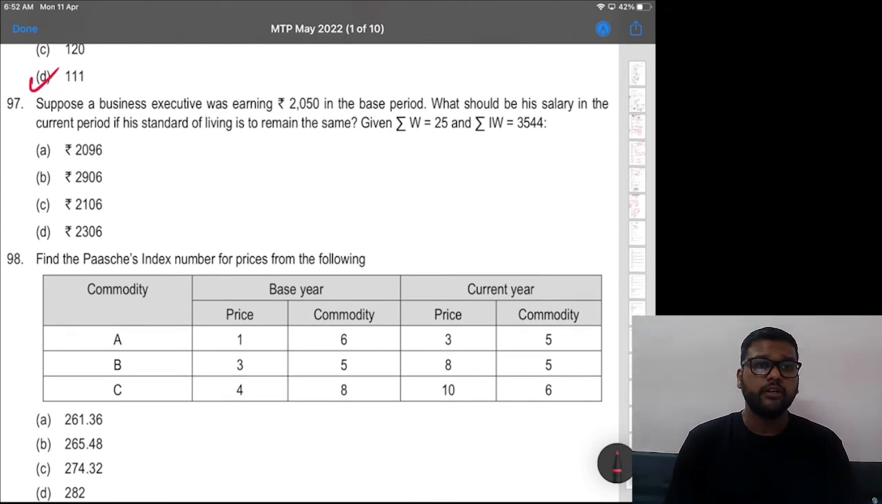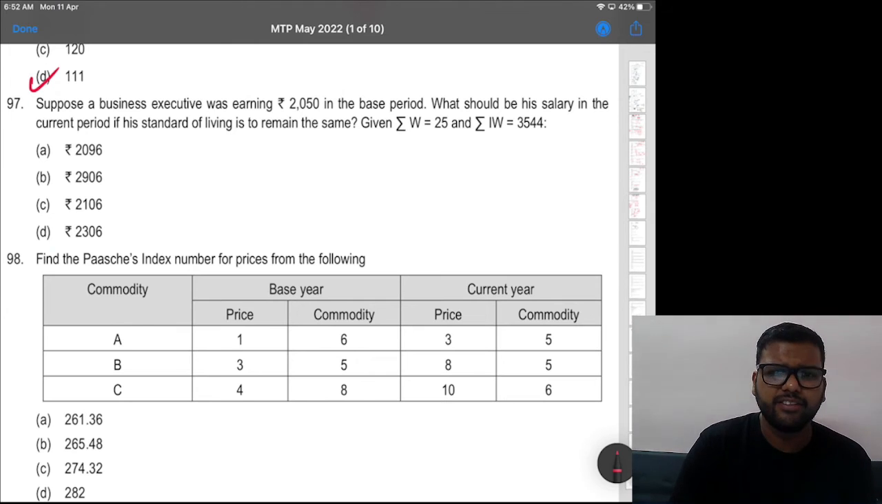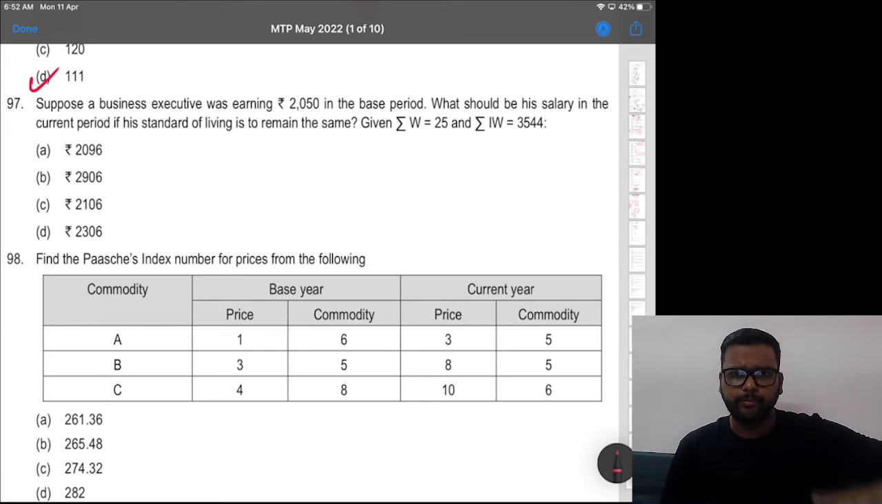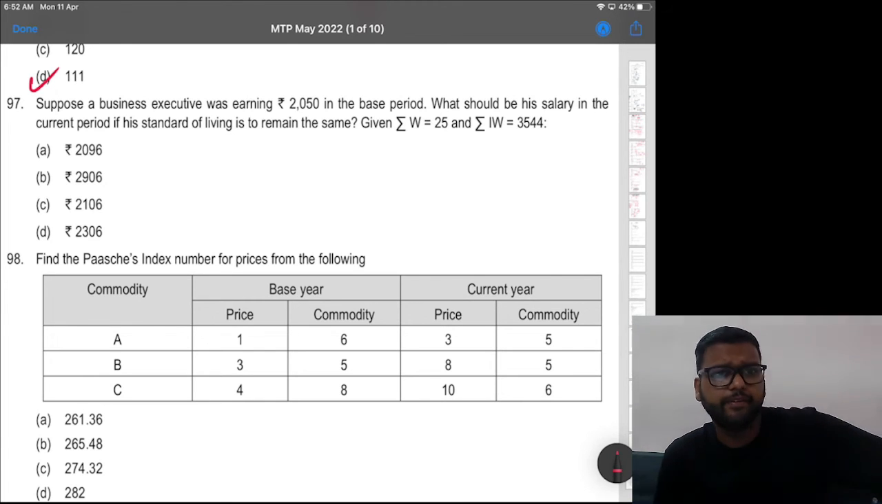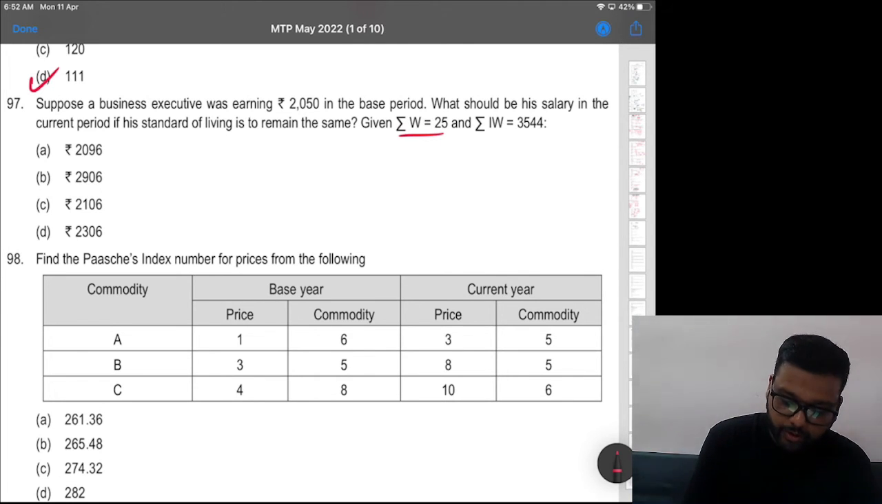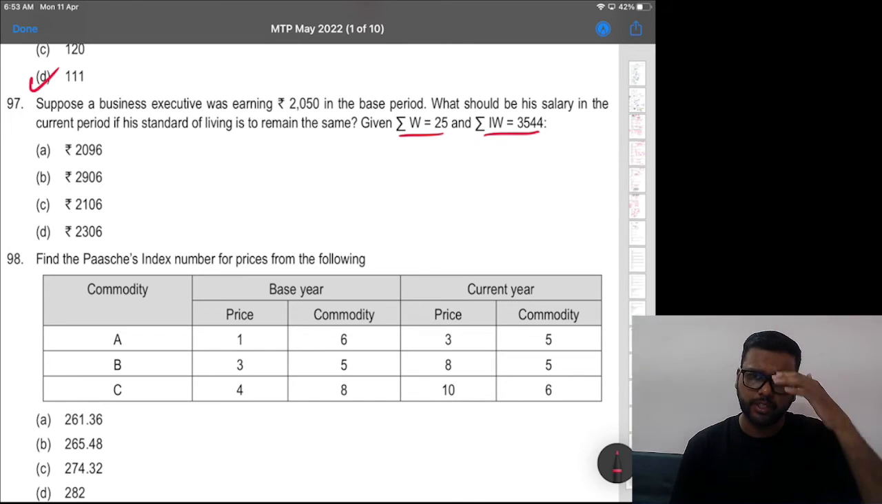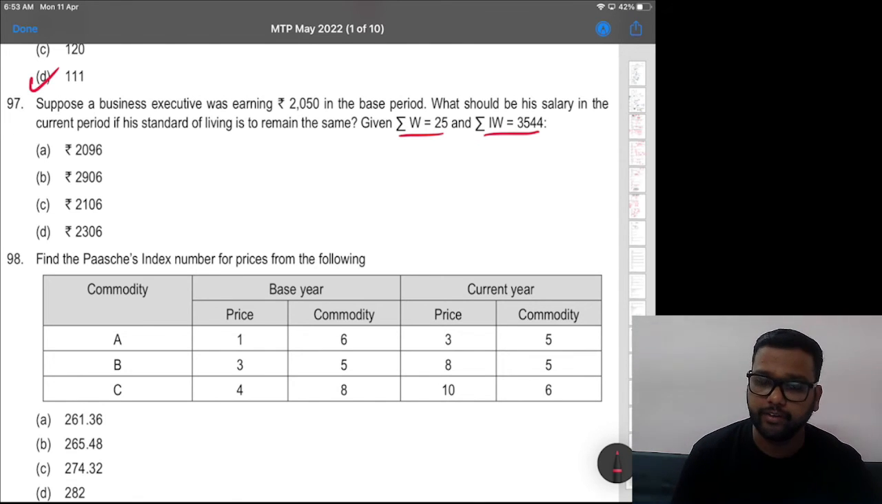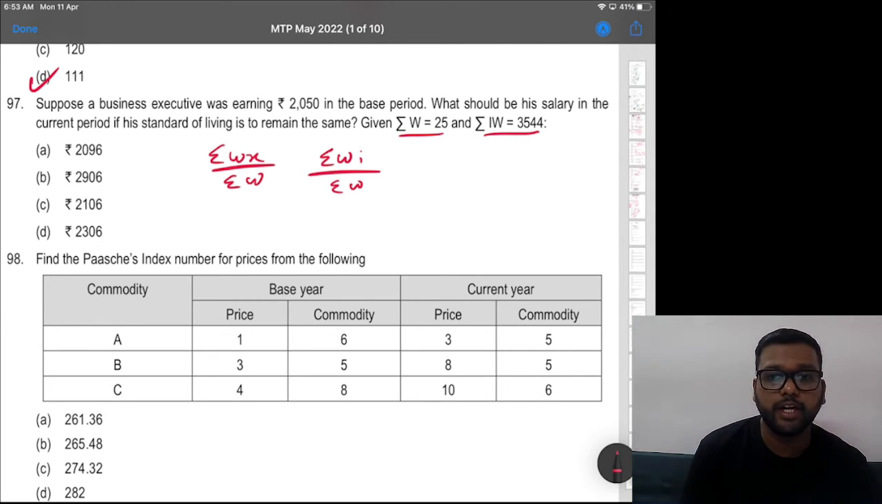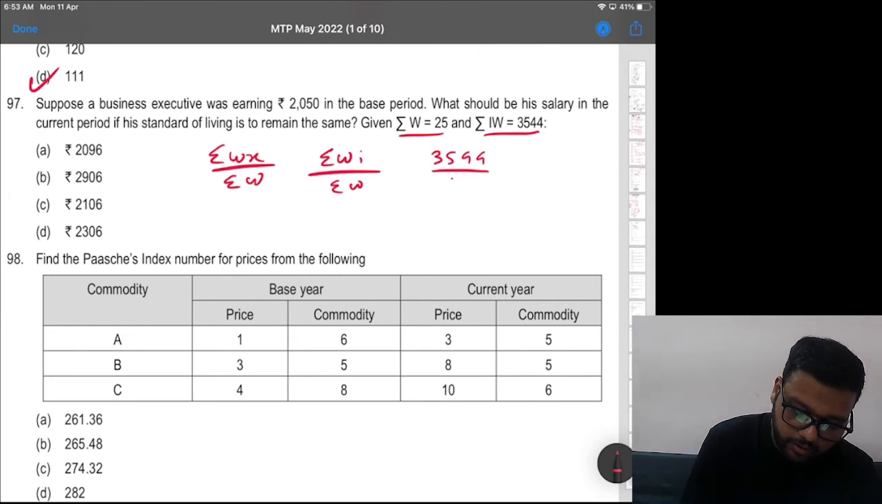97. Now 97 is again on index number only. Suppose a business executive was earning 2050 in the base period. What should be the salary in the current period if his standard of living is to remain the same? Now they have given summation W is 25 and summation IW is 3544. That is nothing but data for a weighted average. What is the formula of the weighted average? Summation WX upon summation W, or in case of index number it will be summation WI upon summation W. That is what they have given, 3544 by 25.